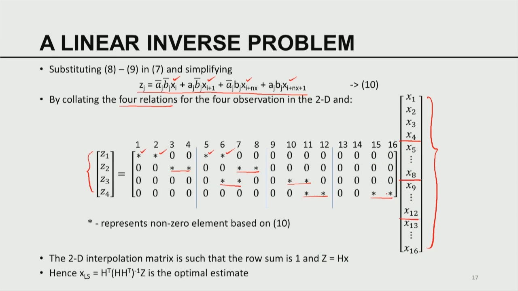So this is essentially a summary of the relation between the knowns and the unknowns. This gives rise to a problem z is equal to H of x. This is the matrix H of x. This relation becomes z is equal to H of x. z is a vector of size 4. x is a vector of size 16. You can readily see this is an underdetermined problem.